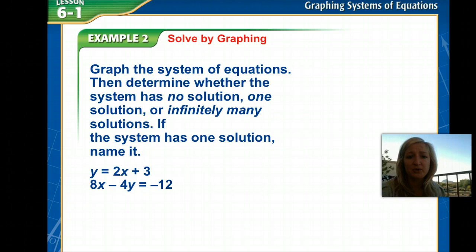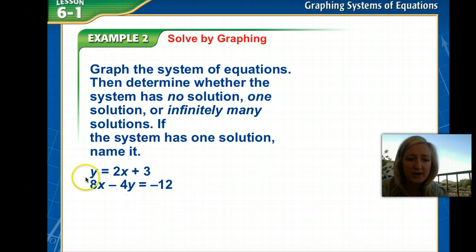All right, example number 2 is to solve by graphing. So example number 1 was very nice where they gave us the actual graphs and we just had to look at them to determine whether or not they had one solution, no solution, or all solutions. So now they're not going to give you that graph. They want you to graph the system of equations and then determine whether it is no solution, one solution, or infinite solutions, and then if it does have a solution, is it inconsistent or consistent, is it dependent or independent? So as you can see here, you have two equations.